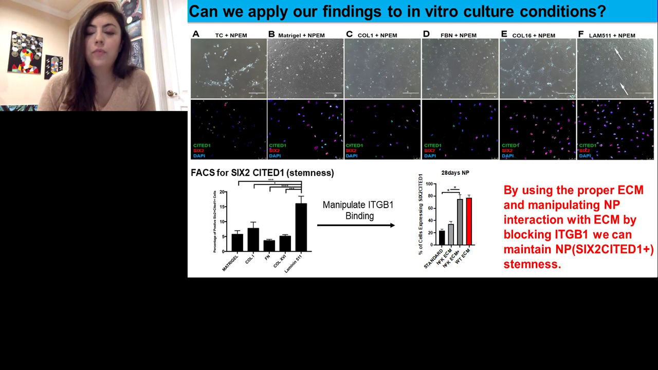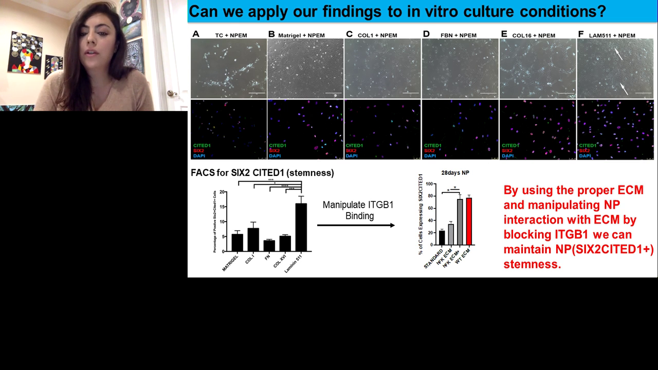And next, we wanted to see what if we block integrin beta-1 using anti-integrin beta-1 antibodies. Would this change the expression of SIX2+CITED1? And indeed, with flow analysis, we showed that in the standard case using Matrigel, we have a little bit above 20% maintenance after 28 days of culture. In laminin, a little bit more, while when we block integrin beta-1 and culture the cells on laminin 511, we are able to maintain their expression of SIX2+CITED1 significantly, up to almost 80% in some cases.